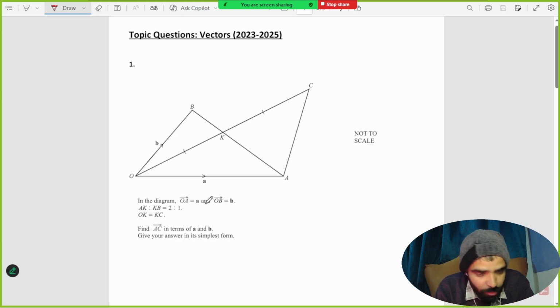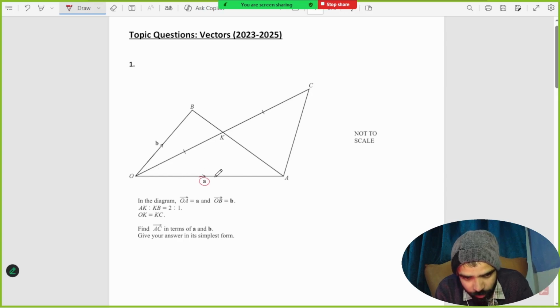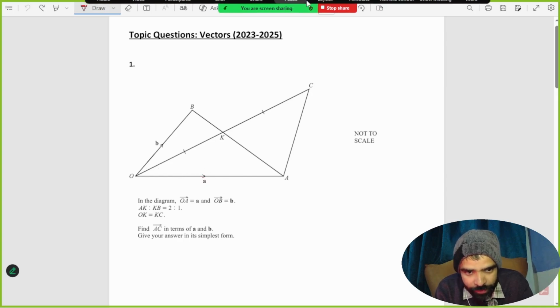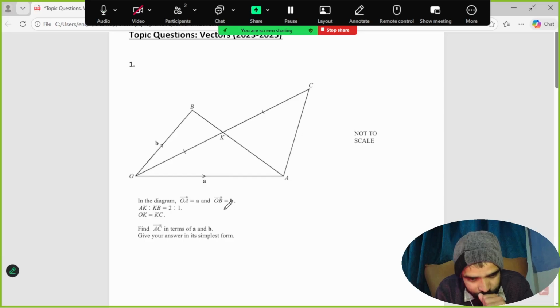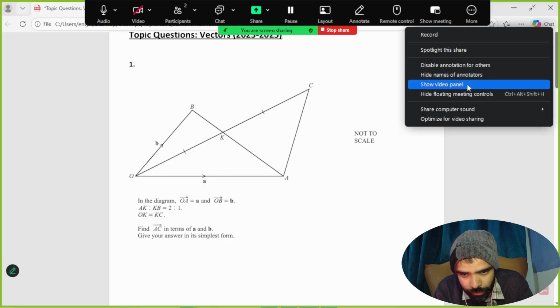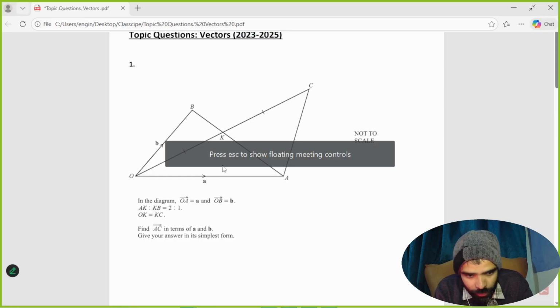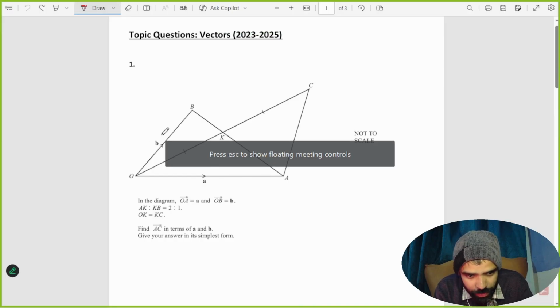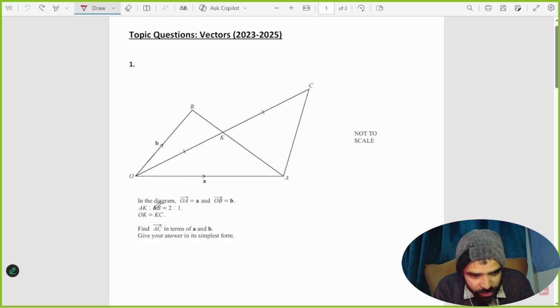So in the diagram, the OA vector is small a, the OB vector is small b, and some information is given. AK ratio KB is 2 ratio 1.